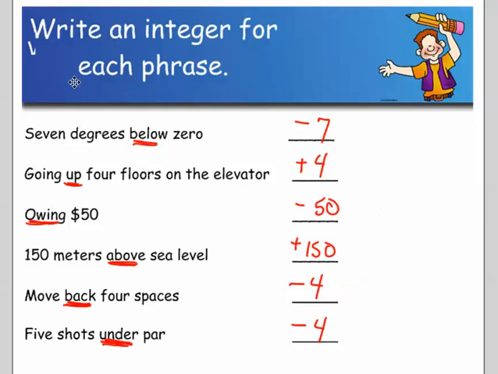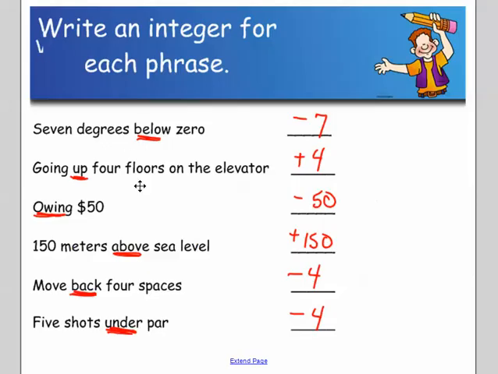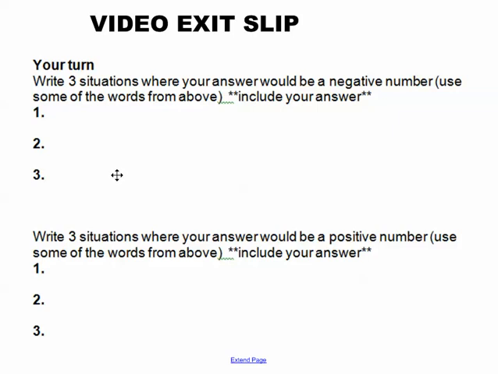Okay? All right, so that is using those keywords to help you remember if it's a positive or a negative. All right, last part on your notes there. I want you to write down 3 situations where you would have a negative answer. Real life situations where you would have a negative answer. Now, don't use the ones that I have here. Don't just change the numbers. Think about something that you would have. And then also write 3 situations where you would have a positive answer.